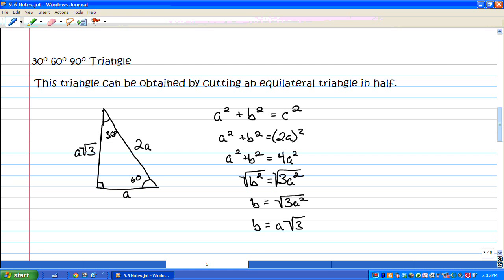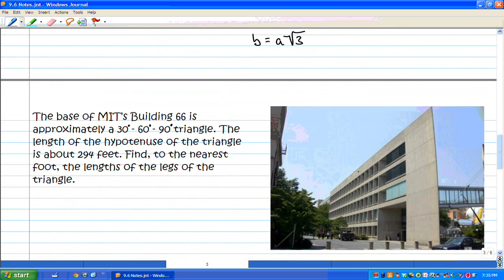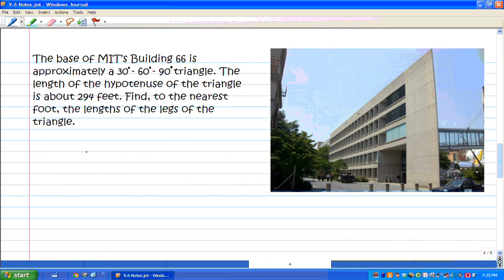So again, instead of using A, B, and C, now I'm using just the variable A, which is kind of nice. Let's use this one in a problem. Let's look at MIT's Building 66. It's approximately a 30, 60, 90 triangle. The length of the hypotenuse of the triangle is about 294 feet. Find, to the nearest foot, the lengths of the legs of the triangle.